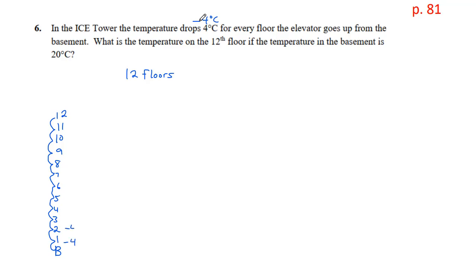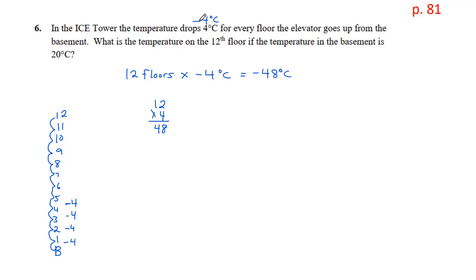So we are going to take the 12 floors that we're traveling, and every single floor is dropping 4 degrees. So we have repeated action here. So each floor is dropping 4 degrees, so it's a multiplication question. We're going to multiply to see how much in total that temperature has dropped. 12 times 4 is 48. So we see that the temperature has dropped 48 degrees Celsius.